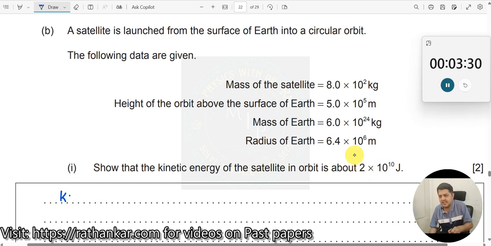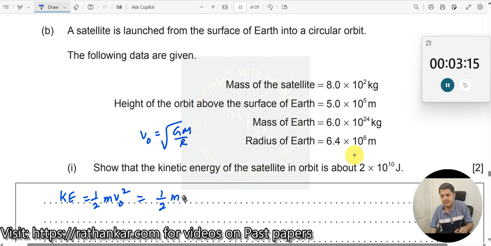Kinetic energy. What is kinetic energy given by? Half m v naught squared. What is v naught? Orbital velocity, right? Half m into what is orbital velocity given by? V naught is equal to root of GM by r, right? So if I square this, I get capital GM divided by r. It's not r actually, it's r dash over here, or maybe I'll write this as GMm by 2r.